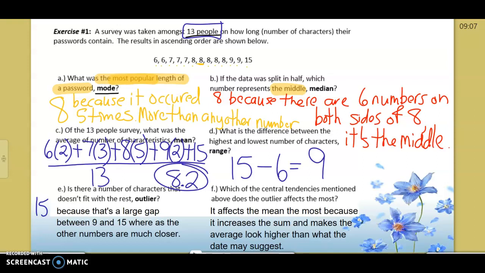Please pause the video to get that down before I move on. And then for which central tendency was most affected by that outlier? It affects the mean the most because it increases the sum and makes the average look higher than the data may suggest. Just like when a really low grade brings down your average, it does affect it if it's an outlier because it's changing the numbers, the sum, and then what you're dividing by remains the same. Again, pause the video if you need to get all that down.